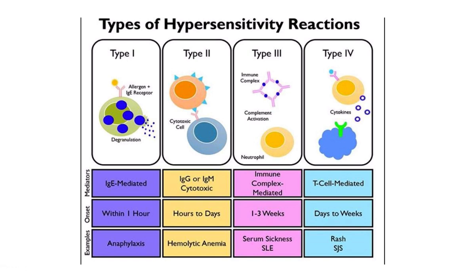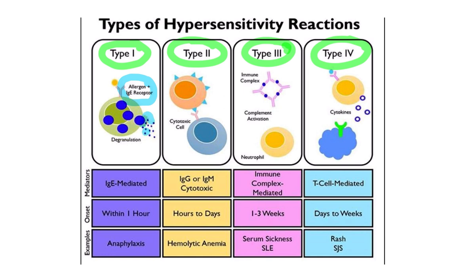Now see again the different types of hypersensitivity: type 1, type 2, type 3, type 4. First of all, in type 1, we can see the allergen, and this allergen binds with the mast cell. Degranulation of the mast cell produces different chemical substances including histamine, and it causes the reaction. This is the type 1 hypersensitivity reaction.